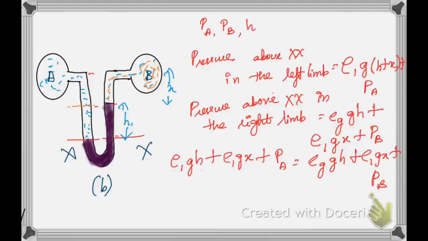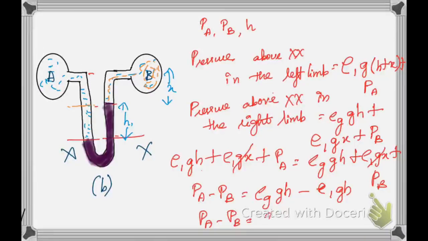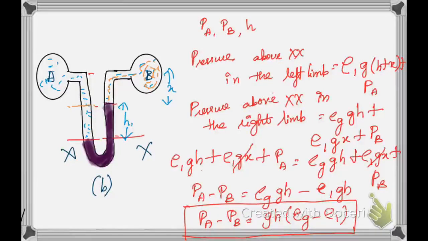So you can cancel these two terms. So I will get Pa minus Pb, bringing the Pb over, equal to rho g gh minus rho 1 gh. Here the common terms I can take out: Pa minus Pb is equal to gh into rho g minus rho 1. So this is how I can find the difference in pressure between various different places.